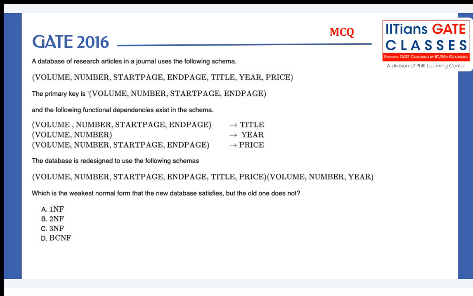We are asking what is the weakest normal form that the new database satisfies, but the old one does not. First of all, can you tell me what is the normal form of this database? First of all, is it in 1NF?